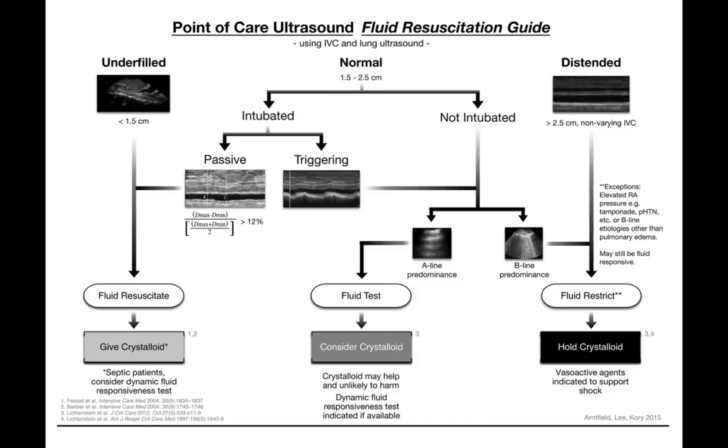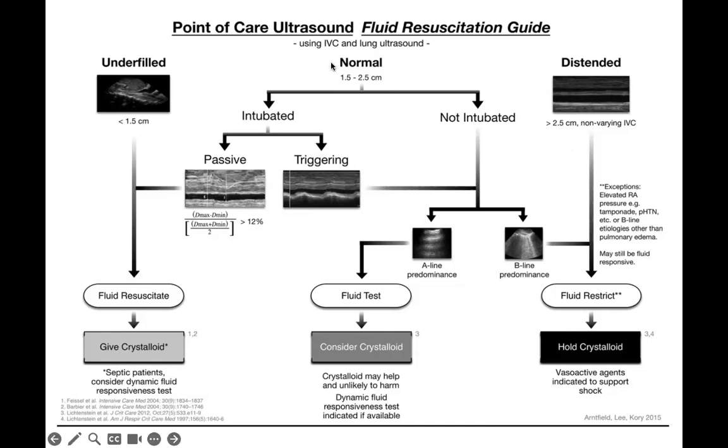Now, there are exceptions, of course. So elevated right atrial pressure, for example, if you have tamponade, you're still going to give them fluid. If you have pulmonary hypertension that's severe, they may still need fluid. Or if you're looking at this other part, if they have B lines from another etiology, they may still be fluid responsive. But overall, you're going to start to think, am I hurting this patient with fluids? Should I stop with the fluids? Do I need to focus more on my vasoactive agents?